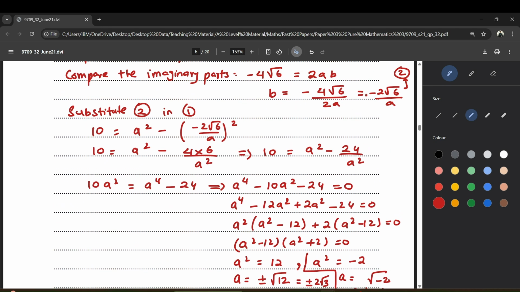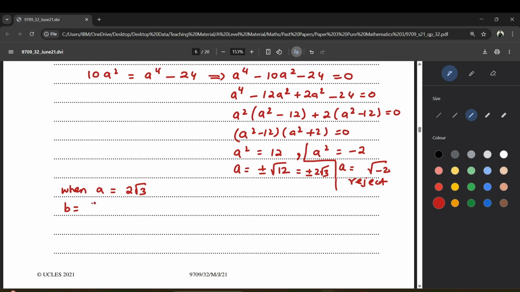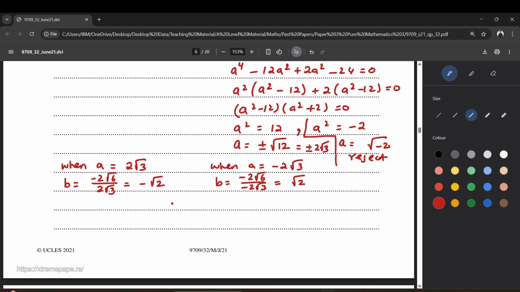From the second equation, now we just plug in the value. So minus 2 root 6 over 2 root 3. So 2 and 2 will cancel, and minus root 6 over root 3. So that would give us minus root 2. All right. And when you plug in the value, a equals to minus 2 root 3, so b is equal to minus 2 root 6 over minus 2 root 3. So minus minus will cancel out and you would get root 2.